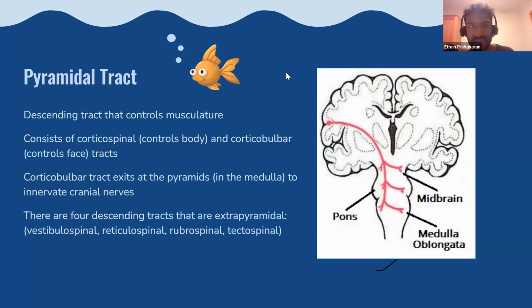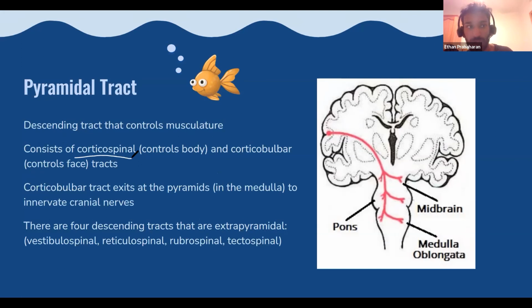Then the descending tract you need to know is probably the corticospinal tract. And this corticospinal tract is part of the pyramidal tracts. So I'll just briefly talk about them. The pyramidal tracts are your descending tracts that control your muscles. And they consist of your corticospinal tract, which controls the body, and the corticobulbar tract, which controls the face. So different tracts control the body and the face.